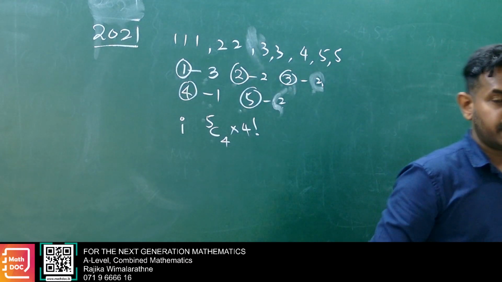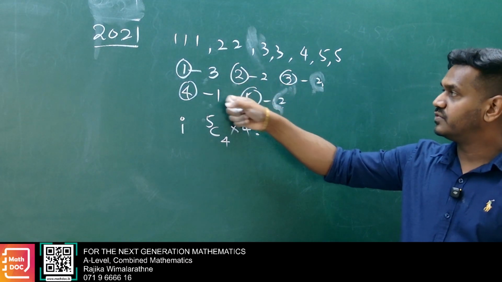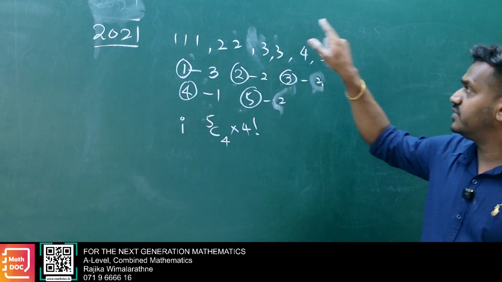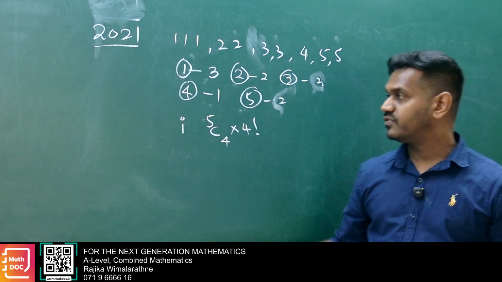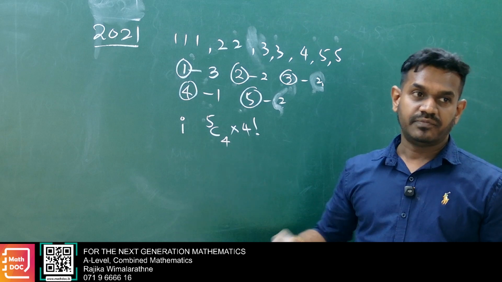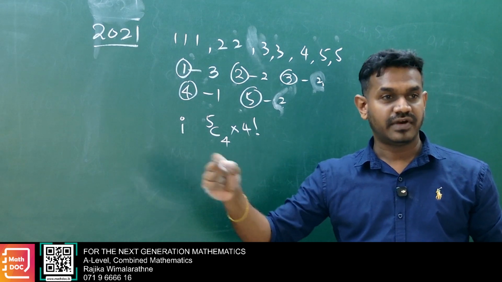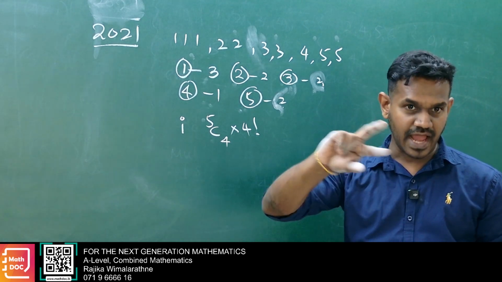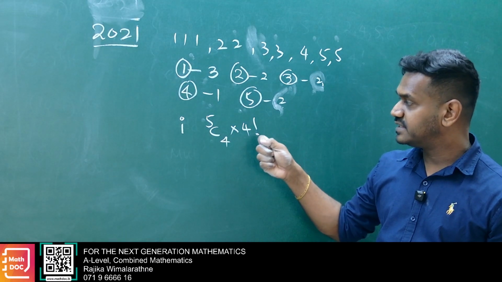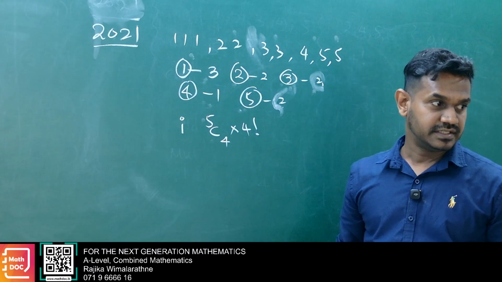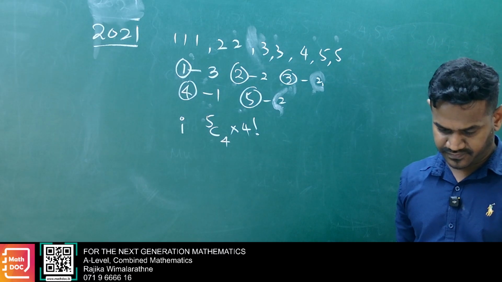Okay. We have 5 groups 1, 2, 3, 4, 5. From 5 groups, select 4, 5C4. Then from each you take 1 by 1. Thereafter arrange them. Now the 4 digits you arrange in 4 factorial ways.